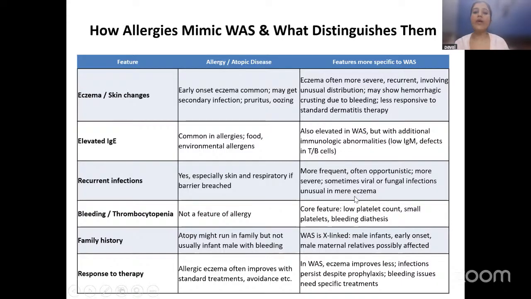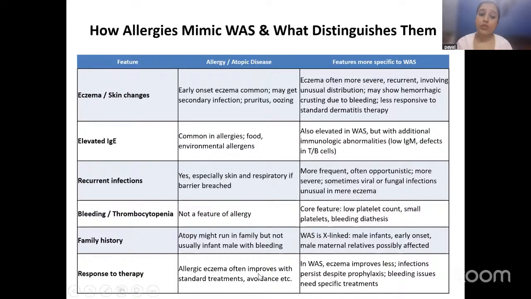Here, the infections are going to be slightly different because you've got immunodeficiency, right? So there'll be more opportunistic infections, sometimes viral or fungal. Then definitely, thrombocytopenia or bleeding is not a manifestation of allergy. This child came to us with ITP, thinking that atopic dermatitis is autoimmune. Here you will have low platelets. The platelet count is not very low, sometimes it may go down to 20,000, 30,000. But the problem is actually with platelet function, and you may have a platelet-type bleed.